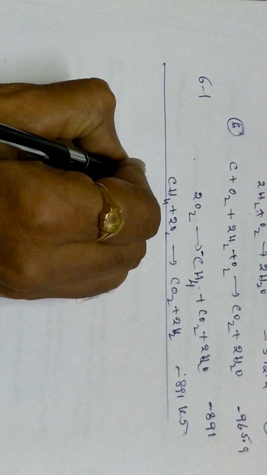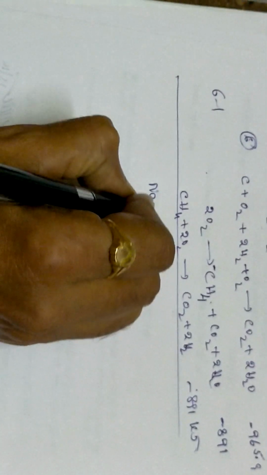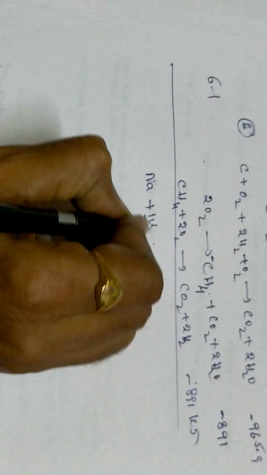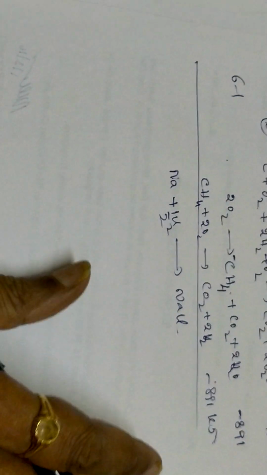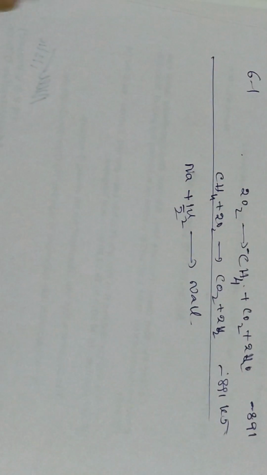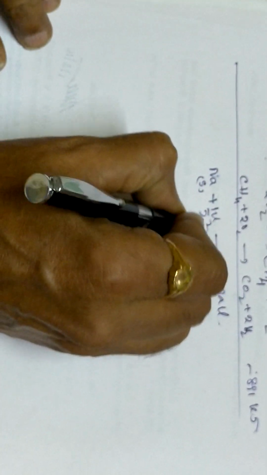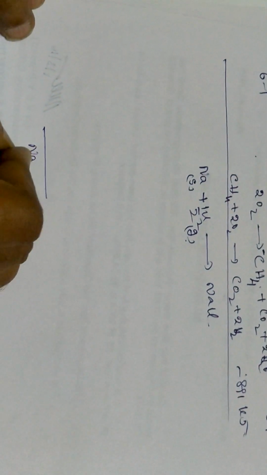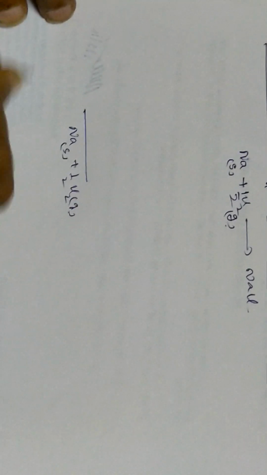Everybody knows sodium is a soft metal, and chlorine is a poisonous gas. Sodium plus half Cl2 gives sodium chloride, the equation everybody writes for salt formation. Now, many things are involved in this. Please see carefully. Sodium is actually solid, chlorine is a gas, so I am taking sodium solid and half chlorine gas.